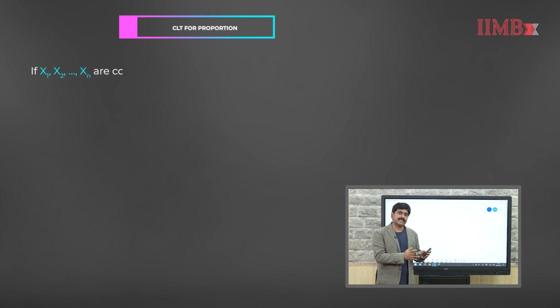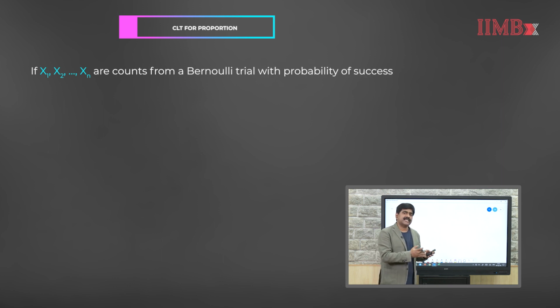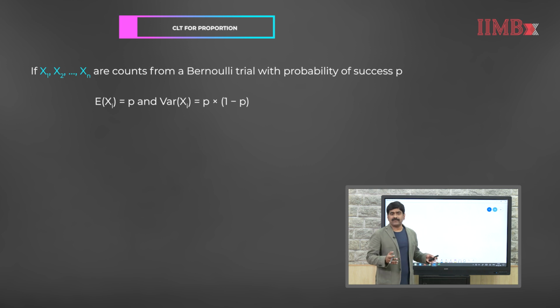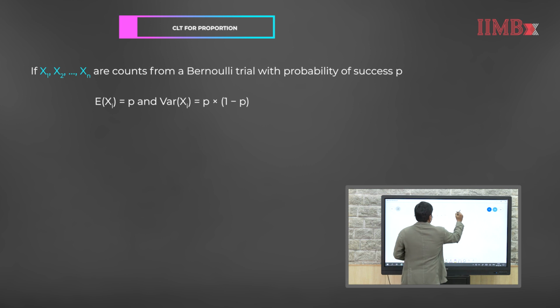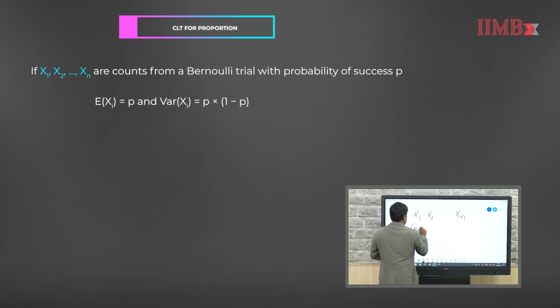If x1, x2, etc. up to xn are counts from a Bernoulli trial with probability of success as p, that is expected value of x is p and variance of x is p times 1 minus p. What do I mean by that? Assume that x1, x2, etc. up to xn, these are counts from a Bernoulli trial.